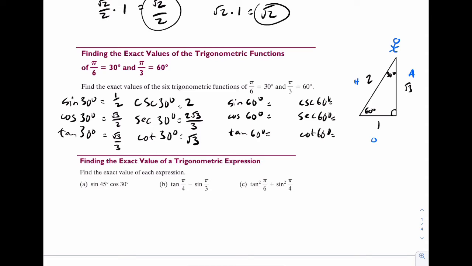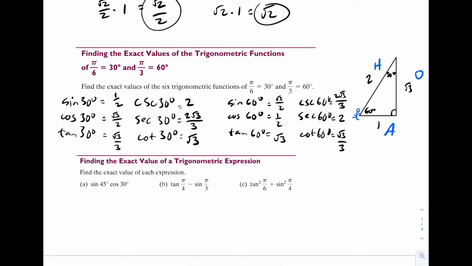So this is important. Notice how we're using 60 degrees now, which means our stick figure has to move. We're going to put the stick figure at the 60 right there, which means H is still 2, but root 3 is now your opposite, 1 is your adjacent. So that's going to change our answers. So sine 60 is root 3 over 2, cosine 60 is 1 over 2, tan 60 is root 3. Now flip them. 2 root 3 over 3, 2, and root 3 over 3.